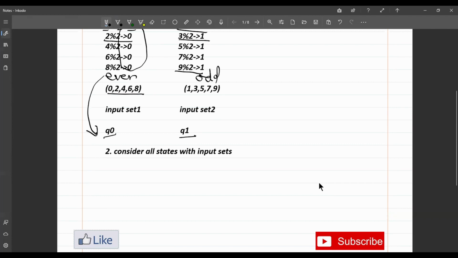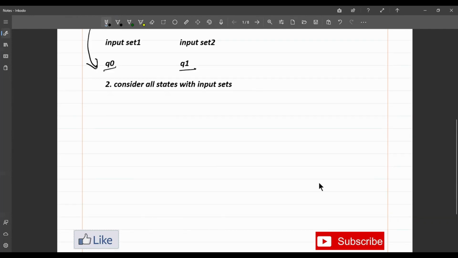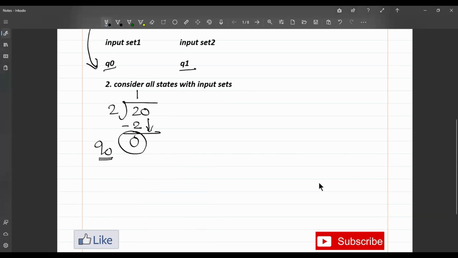Now what we are going to do, we are going to take some numbers. For example, we are having the number 20. Now we will divide 20 by 2. So 2 ones are 2, remainder is 0 with the next bit. So this remainder 0 will be considered as Q0. So the present bit is 0, with the next bit that we are copying here, which is 0.